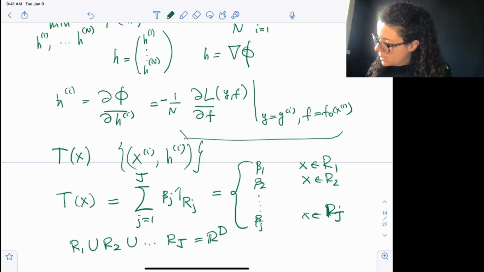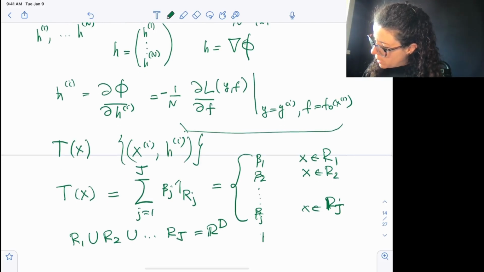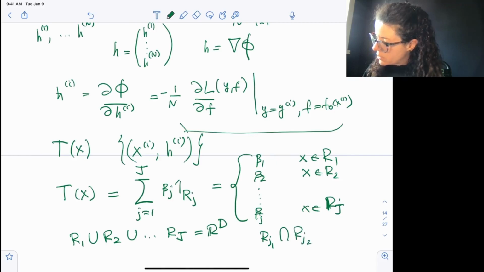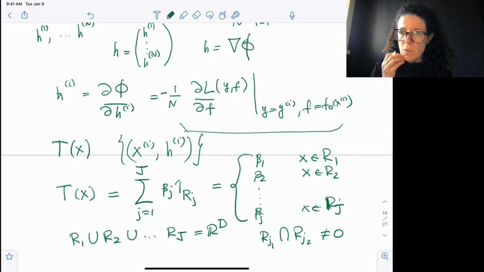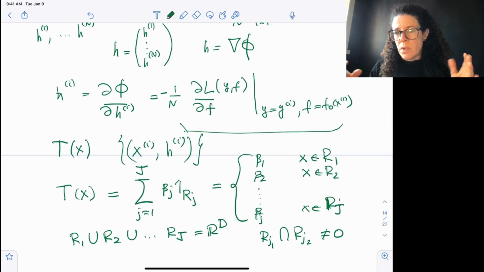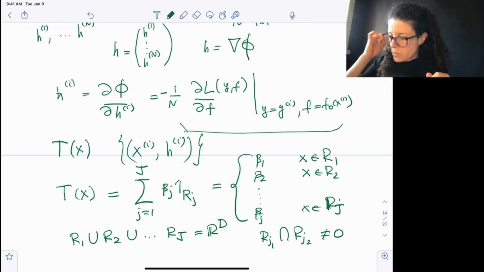that we have, and we know that Rj1 intersecting Rj2 for any j1, j2 is empty, right? So a tree divides a space into regions, and in each region we have a constant. Okay, so we have a tree, and we have a loss function.